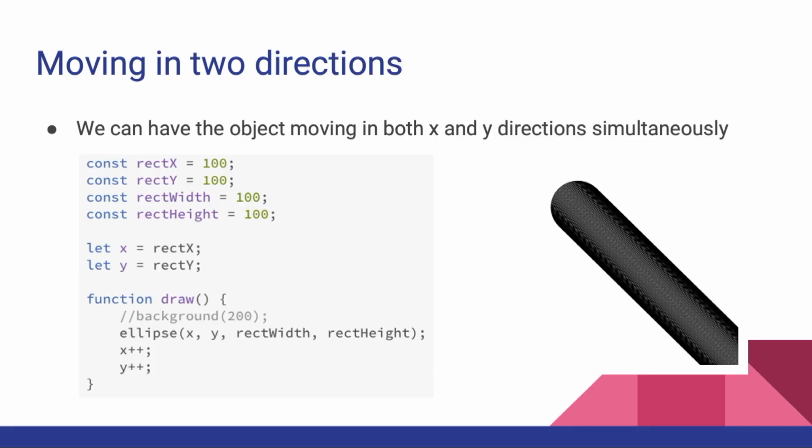Okay, moving in two directions at once. Well, you can have two velocities. You can have an x velocity and a y velocity, or you can just increment by 1. And so in this ellipse here, each time we draw, we're incrementing x and y, so we're moving diagonally because it moves a bit in the x direction and a bit in the y direction at the same time.